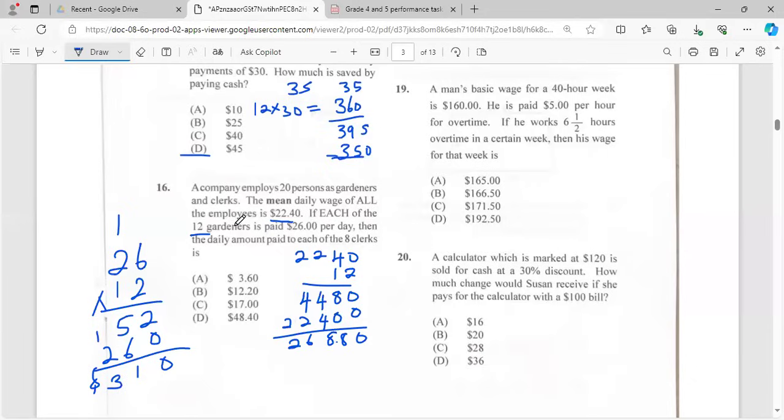If the 12 gardeners are paid 26 per day, then the daily amount paid to each of the 8 clerks. Yeah, so we need to find for the 8 clerks. But this should have been multiplied by 20 to find the aggregate, because we need the aggregate score. So this should actually be by 20.